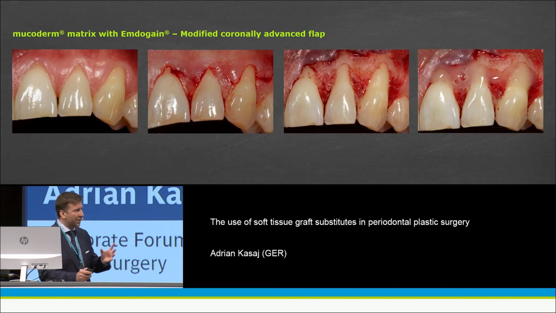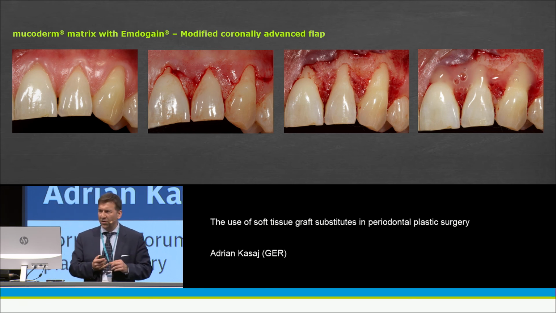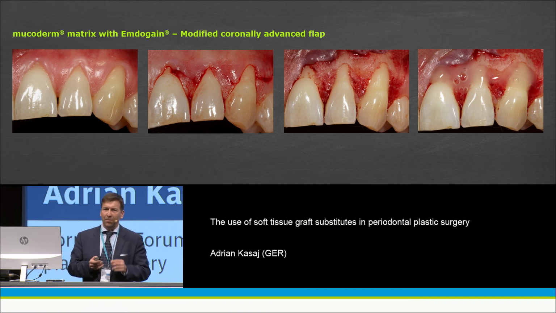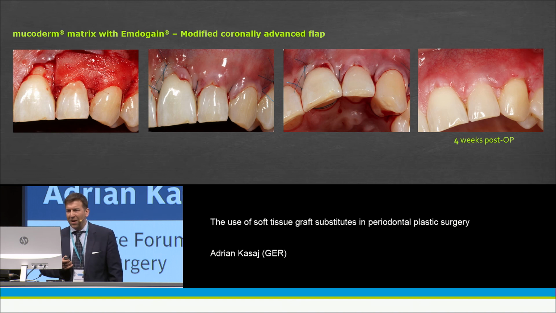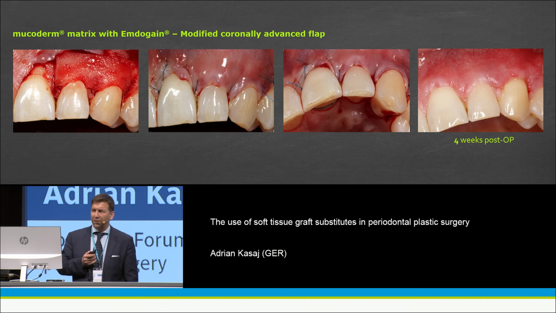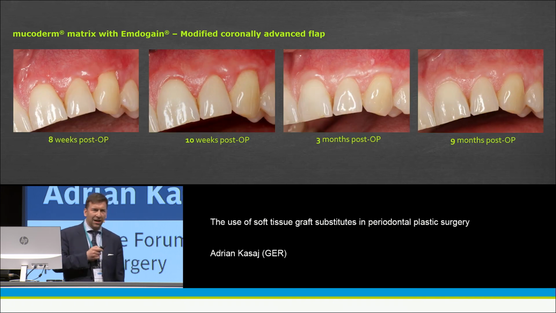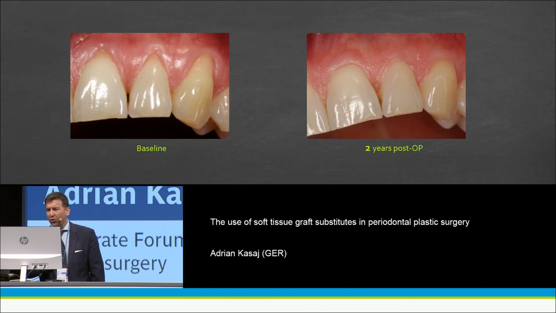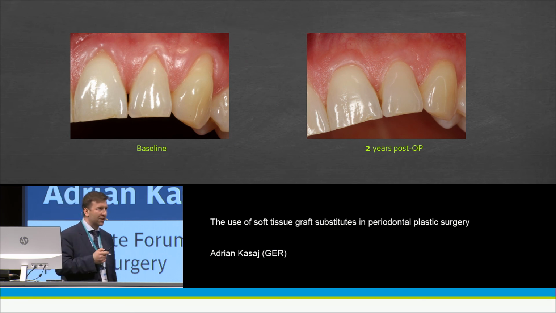Another case, multiple recessions in the second quadrant. Here a modified coronally advanced flap, the preparation, full split thickness, Emdogain application to the root surface, the matrix sutured to the recipient site. You see the closure of the surgical site, the early healing at 4 weeks. You see the healing at 8 weeks, 10 weeks, 3 months and 9 months post-operative, and the final clinical outcome 2 years post-operative in comparison to the baseline situation.